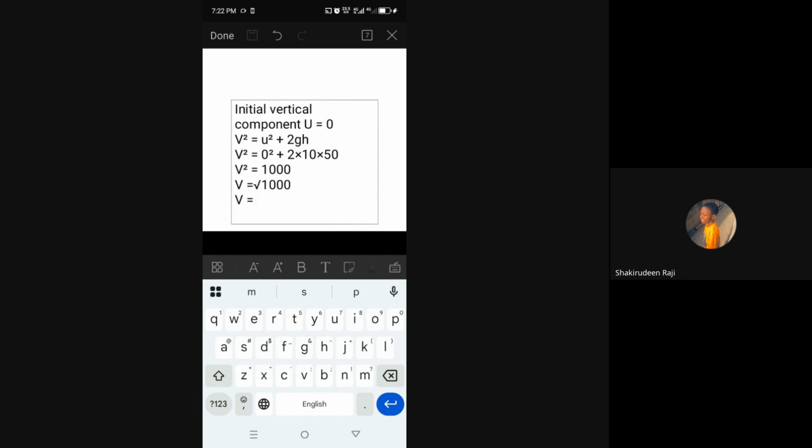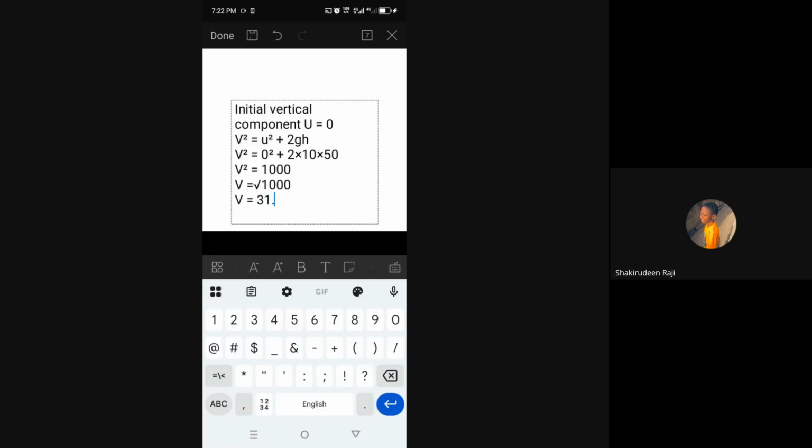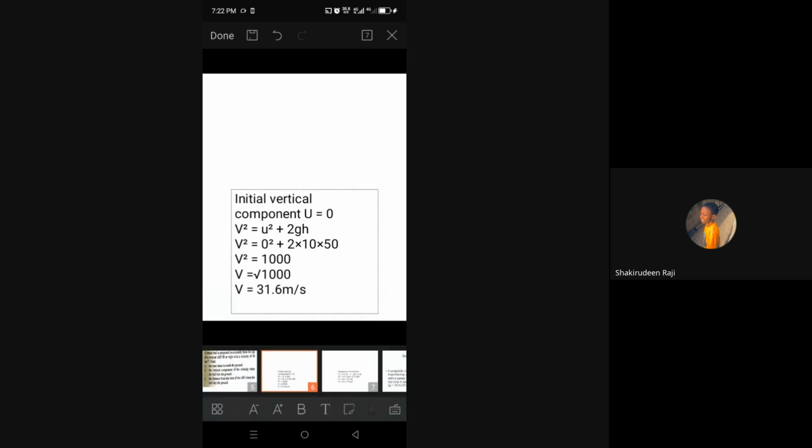Square root of 1000, what would you have? That is 31.6. Okay, 31.6. What's the unit of velocity? The unit of velocity, meter per seconds. Okay, correct.